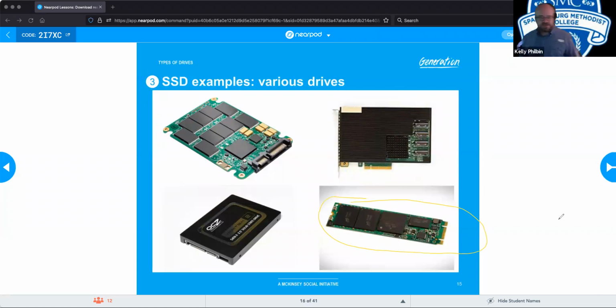If you have built a gaming PC, anybody want to take a stab at what kind of memory that is? A graphics card? I'm not sure. Not a graphics card.